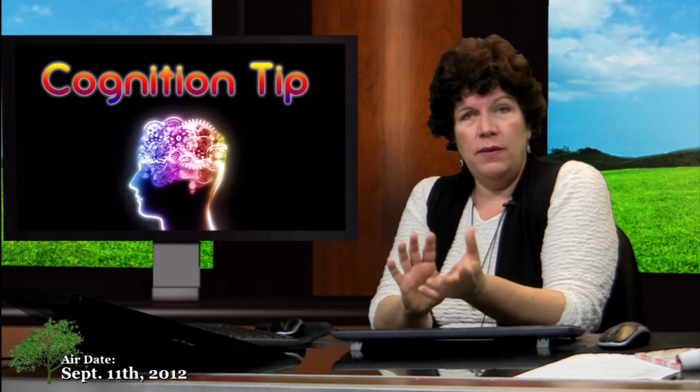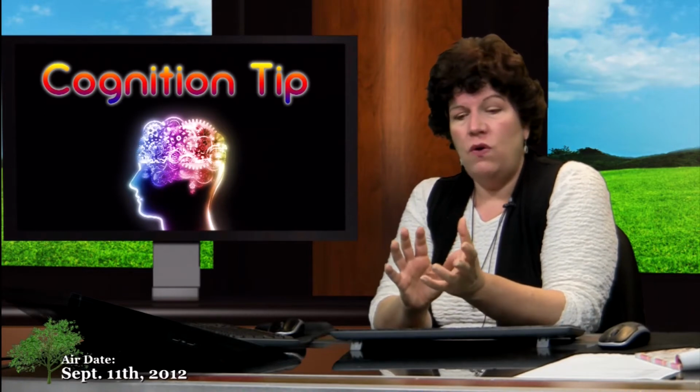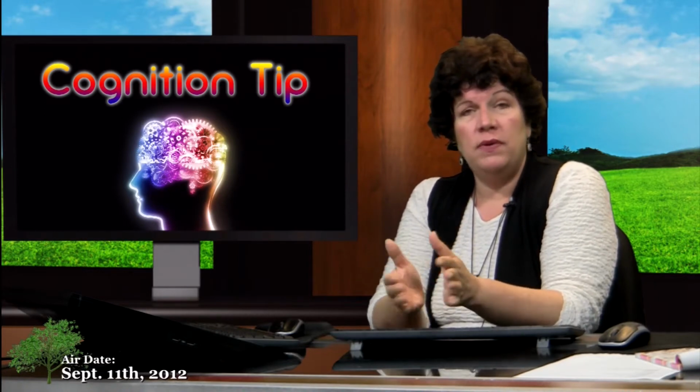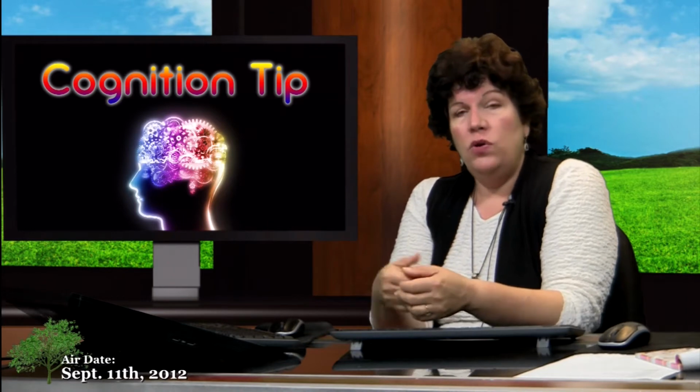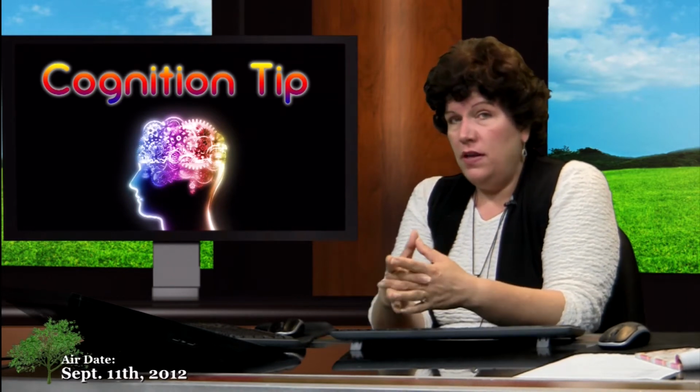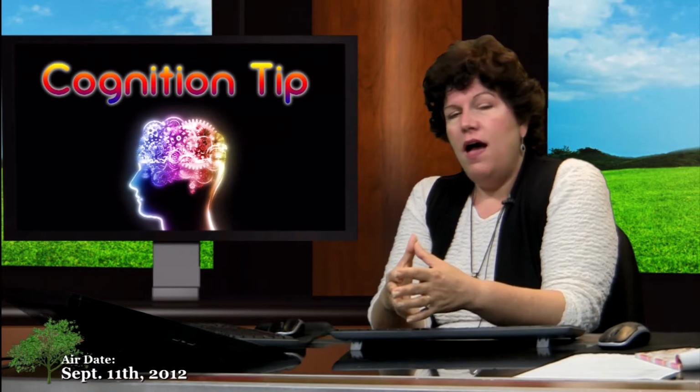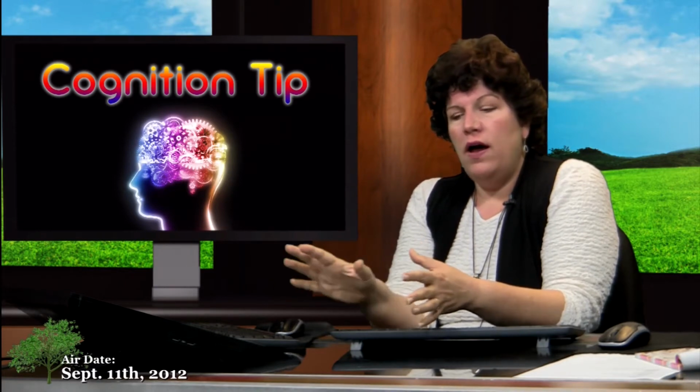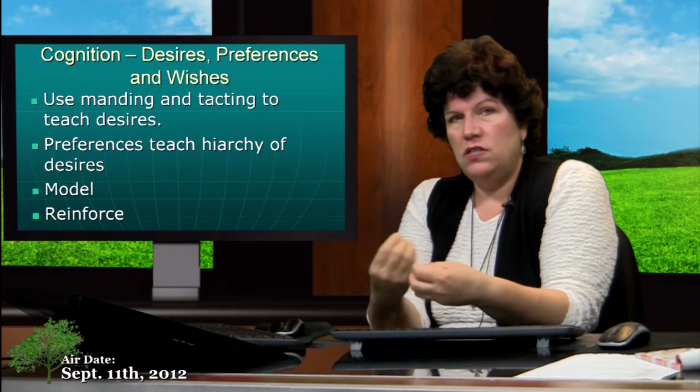Then we try to flip the tables a little bit and have them start to understand what it means for somebody else to want something. Well, you want blue and she wants red. That's really the beginning of perspective taking as well. And so I've got some tips here for you about teaching desires and preferences.